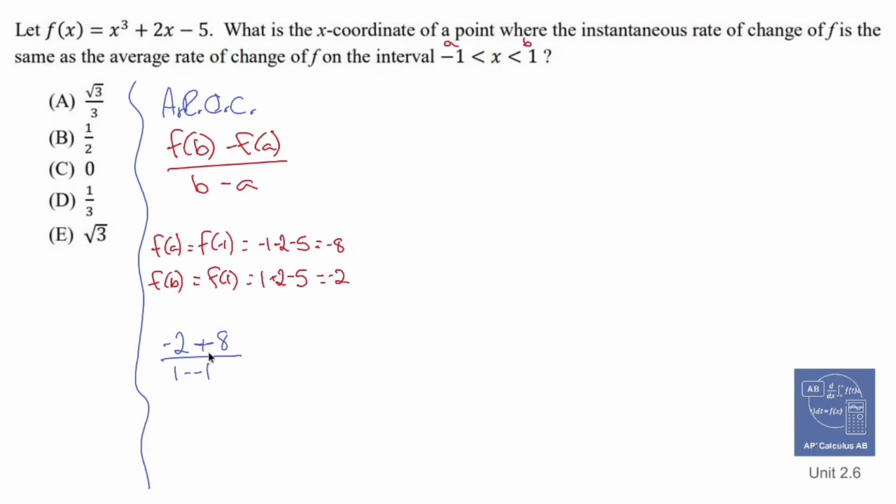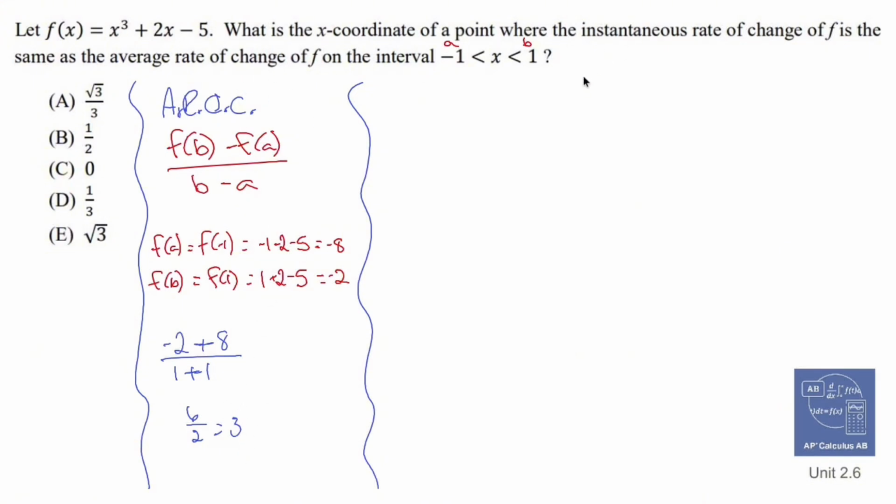So you become plus sign, you become plus sign. That is 6 over 2, which is 3. So the average rate of change is 3. All right. So what I need is I need to find the x-coordinate of a point where the instantaneous rate of change of f is 3.